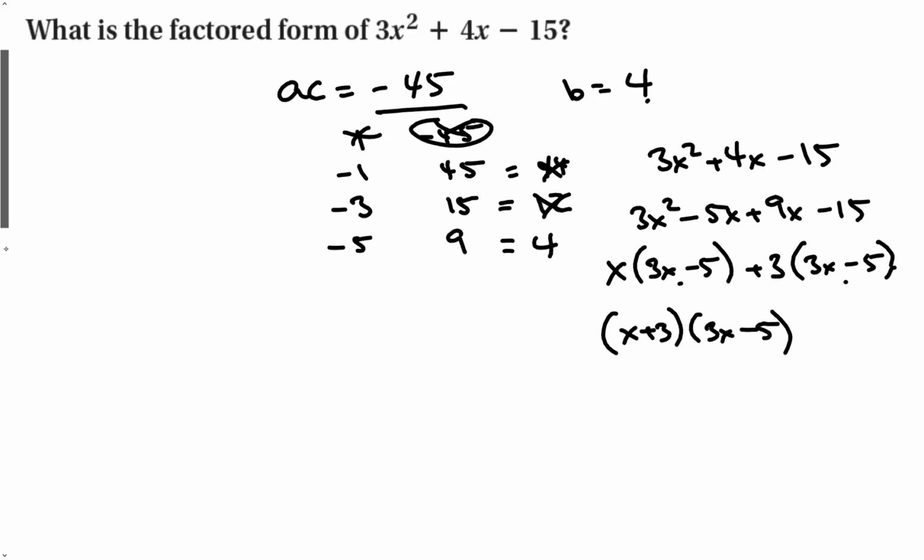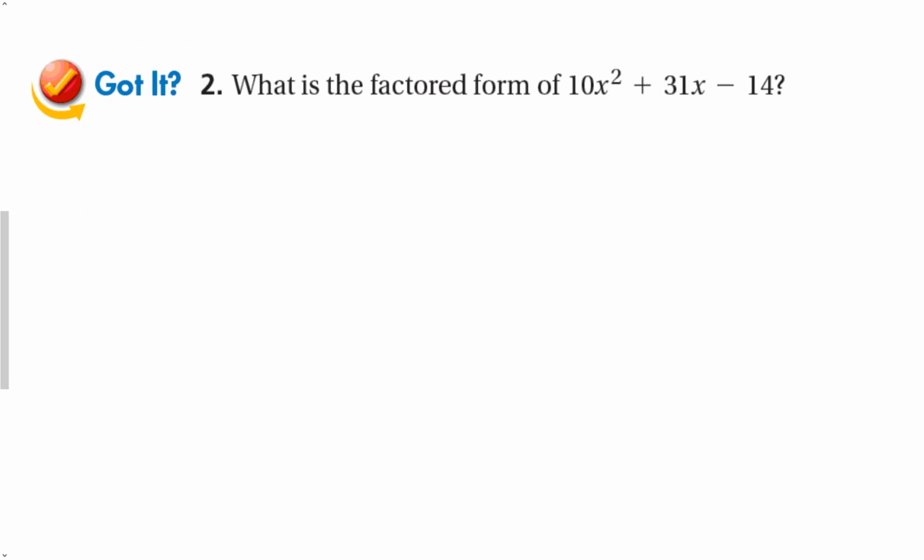Okay, let's try a problem. Factor 10x squared plus 31x minus 14. Okay, so a times c is going to be negative 140. And we'll see this more with the next problem, but one of the biggest drawbacks to this method is that when you multiply a times c, your numbers can get pretty big pretty quick. Okay, 140 is kind of a big number to factor. But it's okay, we can do it. There are other methods that we can use to factor this, but the AC method is kind of the most straightforward.